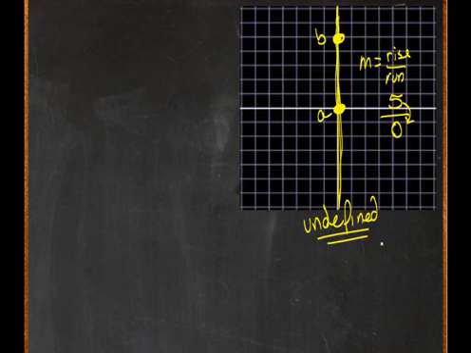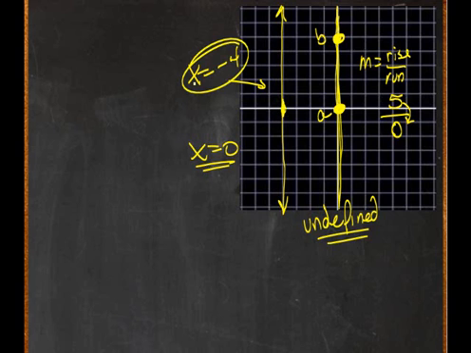Now let's think about the equation of a vertical line. Notice that no matter where we are on that line, x is 0, and the equation there would be x equals 0. If I moved that line back, let's say to here, then we notice that x is negative 4, so the equation of this line would be x equals negative 4.